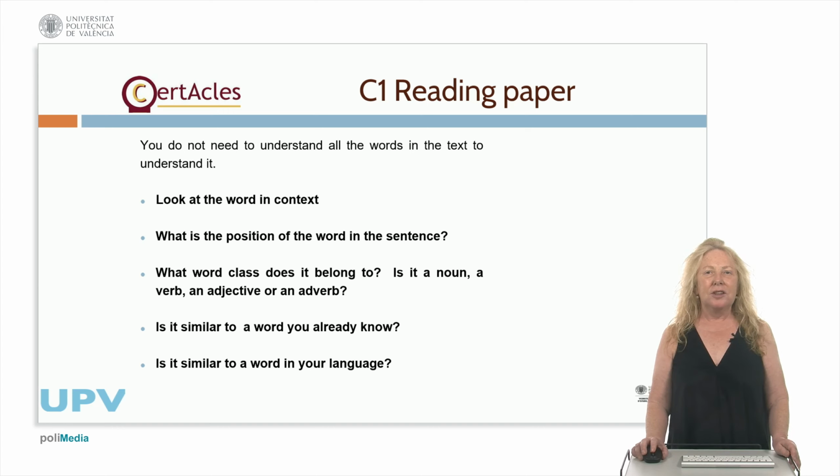What is the position of the word in the sentence? This will give you information as to what word class it belongs to, and knowing this can help you to guess the meaning. If it ends in ing or ed, it's probably a verb or an adjective, or if it ends in tion, it's a noun. If it ends in able, it's an adjective, and if it ends in ly, it's probably an adverb. But remember that there are exceptions to these rules.